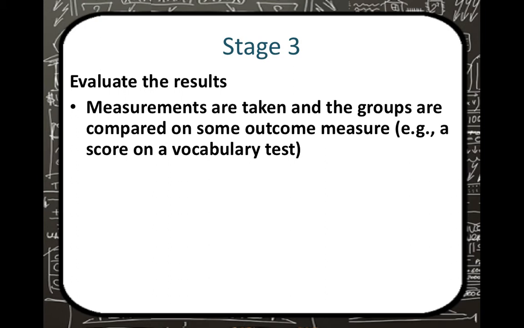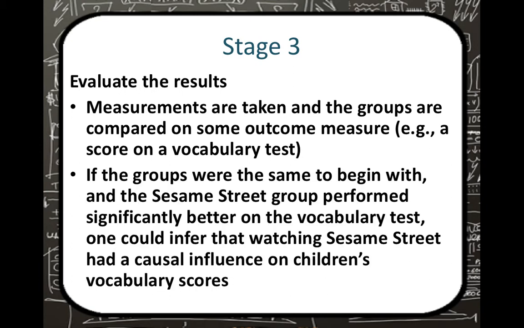Or in the case of Sesame Street, if the kids who watched Sesame Street had really big gains in their vocabulary compared to the kids who either didn't watch anything or kids who watched a non-educational kids show, then that would be pretty strong evidence to say, look, Sesame Street has a great effect on vocabulary. So again, if the groups were the same to begin with, and we hope that by using random allocation they should be, and the Sesame Street group performs significantly better, then we can infer that watching Sesame Street has a causal influence on kids' vocabulary scores.